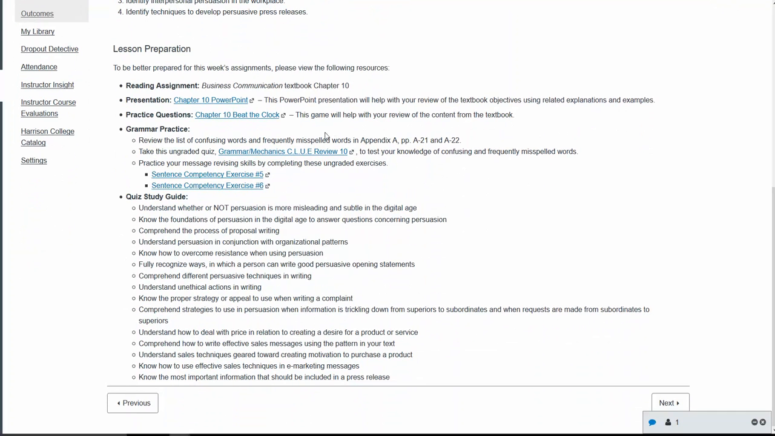Now, to prepare for this, your reading assignment is Business Communication, Chapter 10, that begins on page 326 and goes until the end of 370. Here's the presentation, Chapter 10, and the practice questions. Here are your grammar practices, and then here is the study guide for Chapter 10 for the Week 7 quiz that will help you.